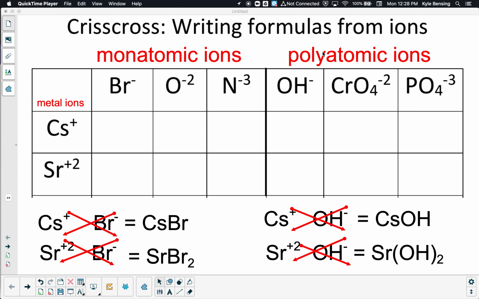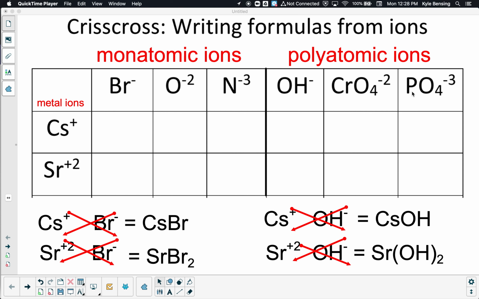So notice over here it says polyatomic ions. Now, polyatomic ions are just what it says. Many is what poly refers to. Many atoms that have an ion or a charge. So this right here is oxygen and hydrogen together. Together for one oxygen, one hydrogen makes a minus 1 charge. One chromium, 4 oxygens makes a minus 2 charge. One phosphorus and 4 oxygens makes a minus 3 charge. Lots of polyatomic ions have something and then oxygen attached to it.